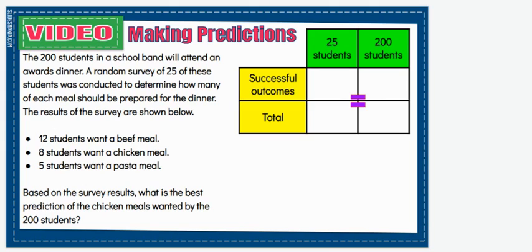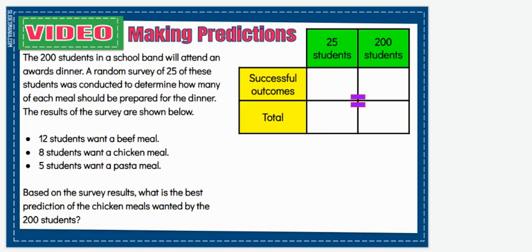We have a problem that says the 200 students in a school band will attend an awards dinner. A random survey of 25 of these students was conducted to determine how many of each meal should be prepared for the dinner. The results of the survey are shown below. 12 students want a beef meal. 8 students want a chicken meal. 5 students want a pasta meal. Based on the survey results, what is the best prediction of the chicken meals wanted by the 200 students?